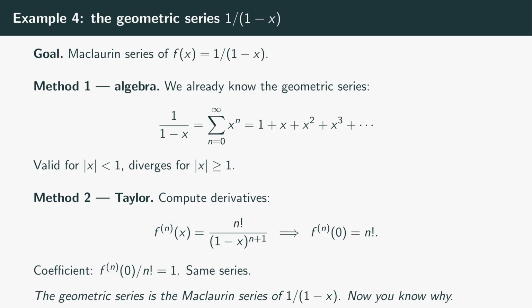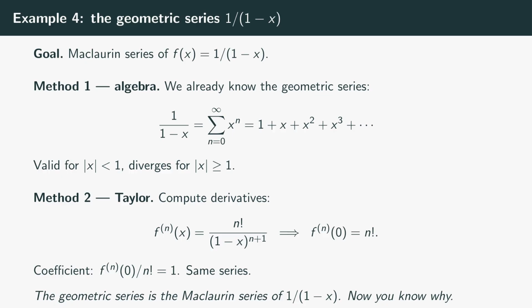Let's verify it as a Maclaurin series. Compute derivatives of 1 over 1 minus x. The first derivative is 1 over the quantity 1 minus x squared. The second is 2 over the quantity 1 minus x cubed. The third is 6 over the quantity 1 minus x to the fourth. Pattern: the nth derivative of f of x equals n factorial over the quantity 1 minus x to the n plus 1. Evaluate at 0: the nth derivative of f at 0 equals n factorial.